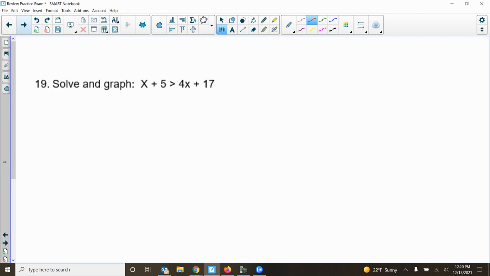All right, here we go. Inequalities. The only time you have to be careful with inequalities is when you multiply or divide by a negative, right? If you do this intelligently here, you can avoid that problem. Let's subtract x and subtract 17.